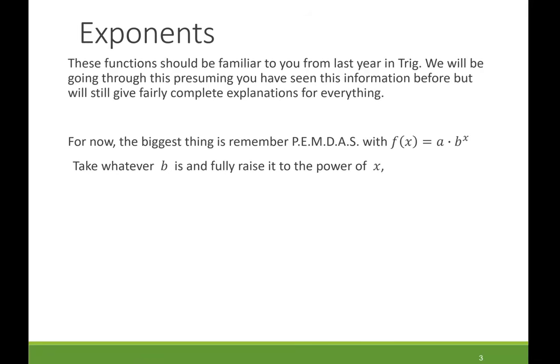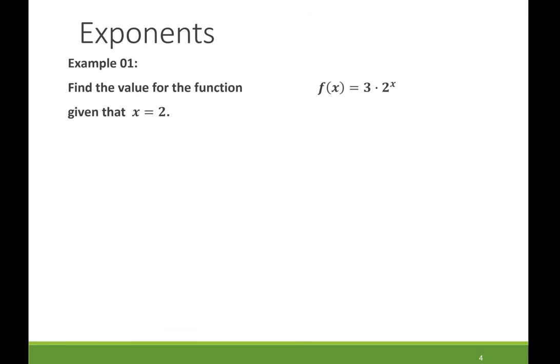That's a reminder that when we're evaluating an exponential function, you have to follow the order of operations, specifically that exponents have to happen before you do multiplication. Let's run through a couple of examples. If I have the function f of x equals 3 times 2 to the x, and I want to evaluate that when x is equal to 2, what do we get? 12, right? We plug 2 in for x, 2 squared is 4, times 3 is 12.